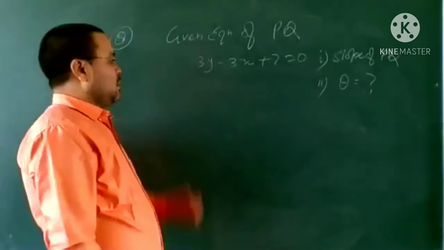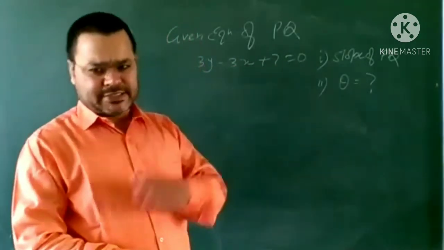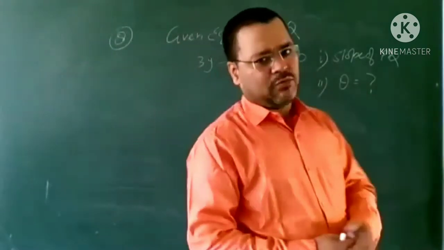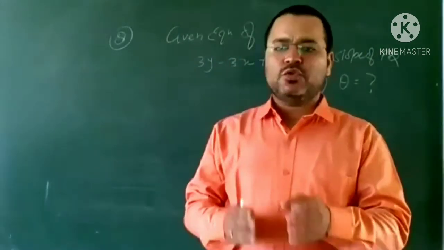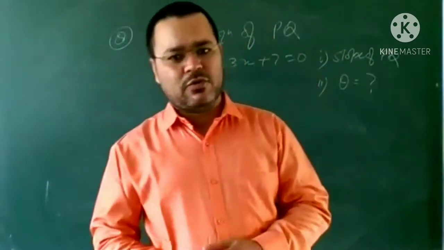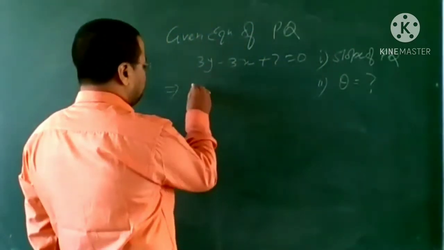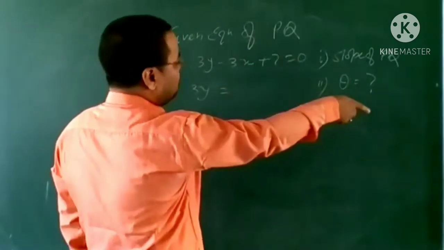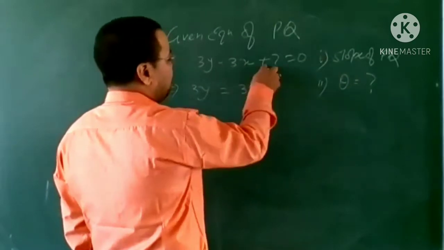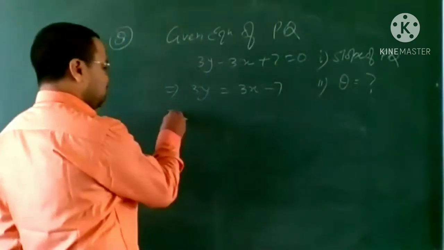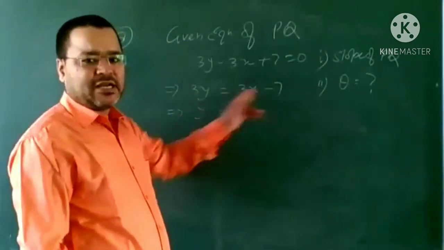So first of all, 3y minus 3x is equal to 7 given. So convert it in a slope intercept form. And I think you know what is the slope intercept form? That is y is equal to mx plus c. So here 3y, and transfer 3x to right side, then it will be plus 3x, and here 7 will be minus 7. And after that, y is equal to, divide both sides by 3.